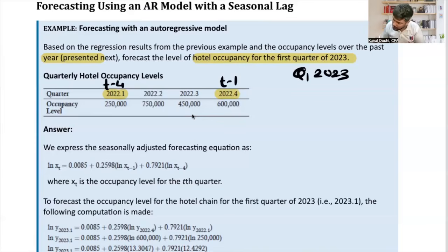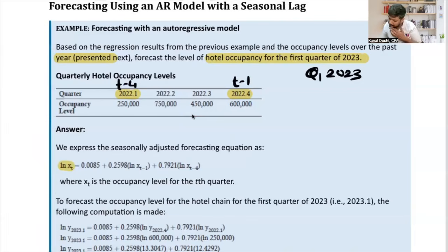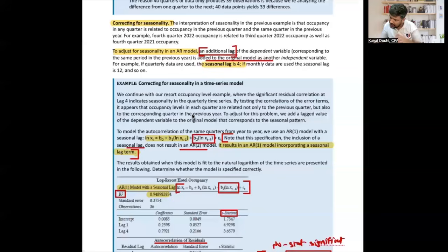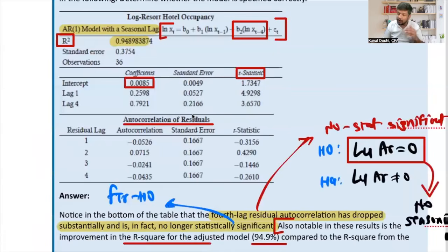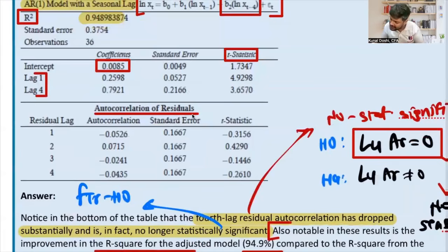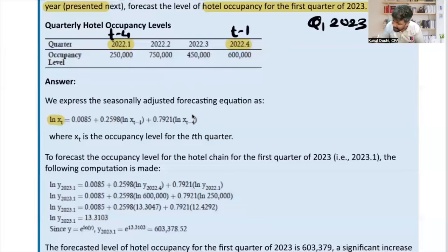So now the model is log natural. What is my intercept? Yes, these are my intercept and slopes. Everyone, intercept 0.0085. And I have the slopes given to me for lag 1 and lag 4. So this is going to be my lag 1. This is going to be my lag 4.